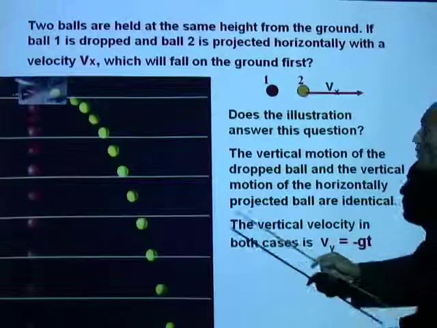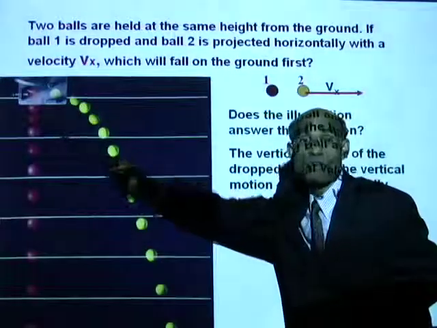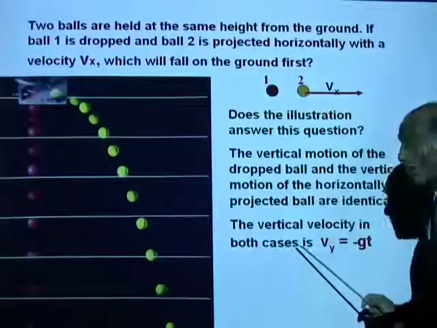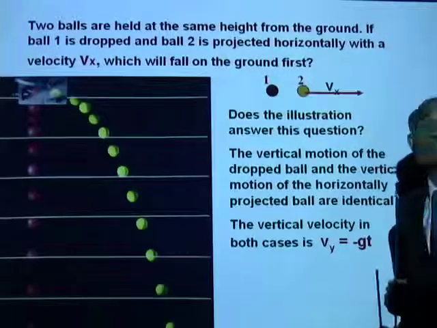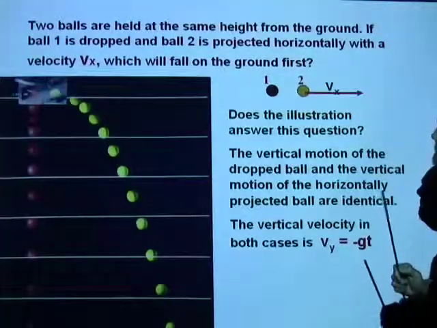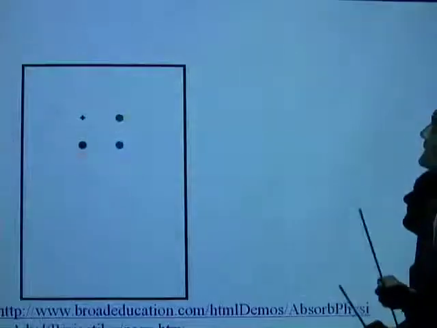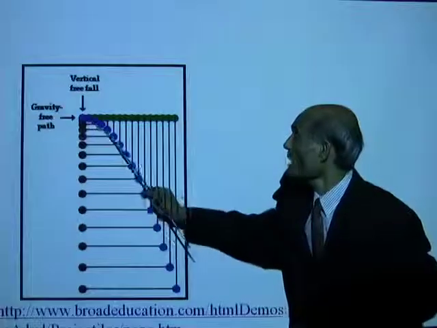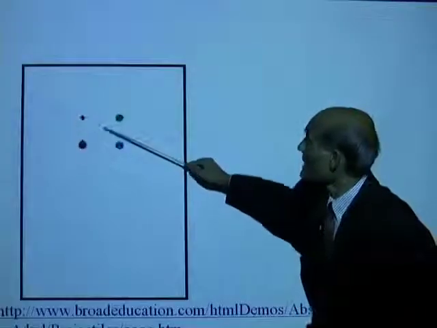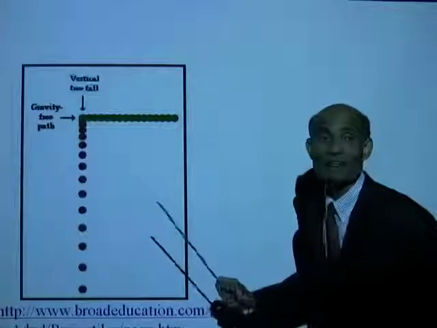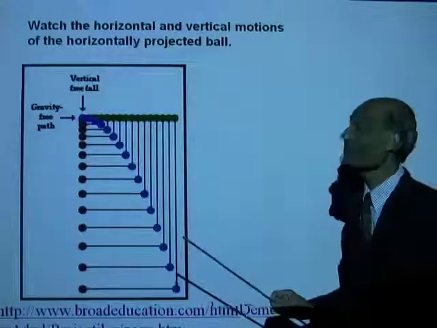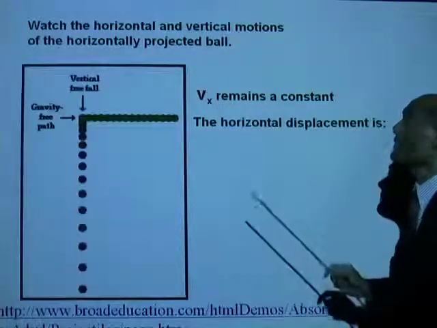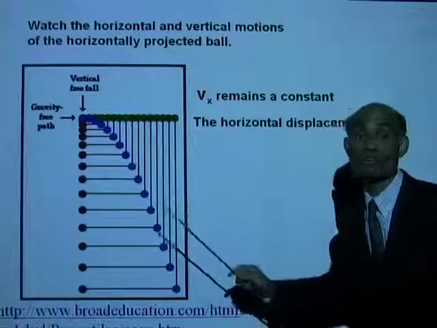Alright? So the vertical velocity of the dropped ball and the vertical velocity of the projected ball, both will be given by Vy equal to negative gt. Alright? And here is an animation of that. You can see the red ball and the blue ball will fall at the same time. Watch the vertical motion there. They fall at the same time. Alright? Vx remains a constant, and therefore, what is the horizontal displacement?